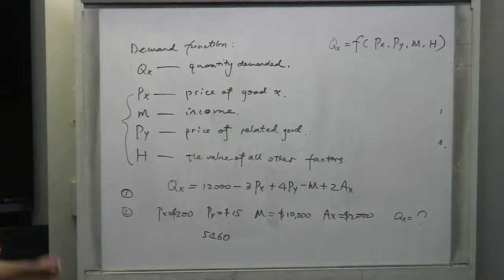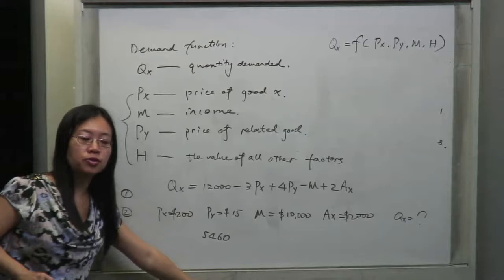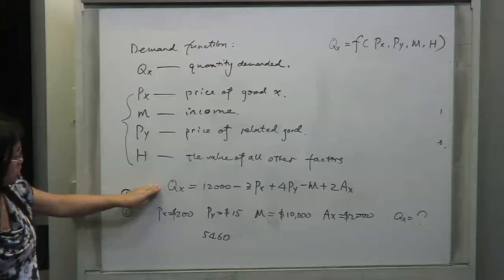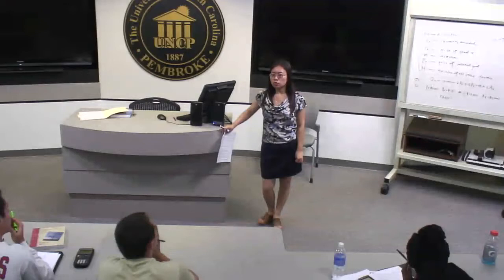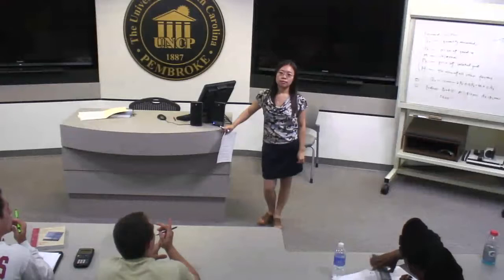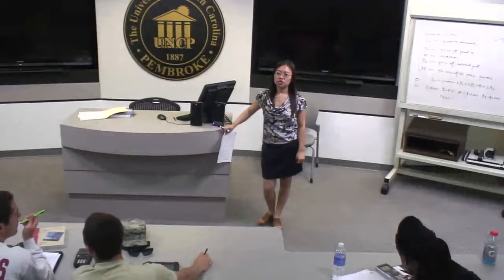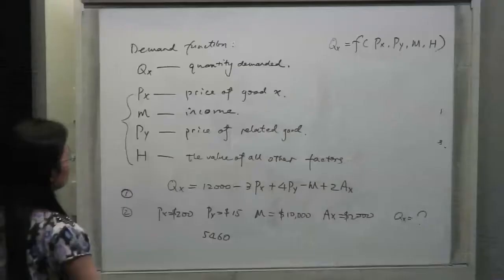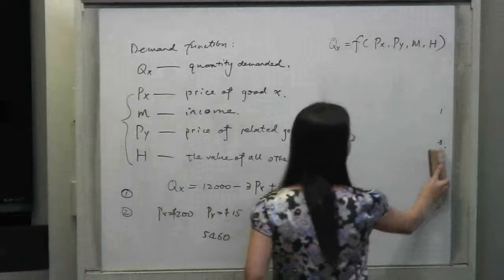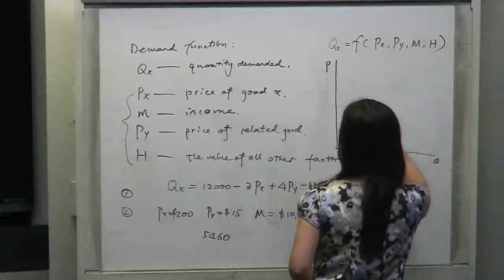Alright, so the next question requires a little bit of critical thinking. Now I give you all this information here, this function form and all these values. Now I want you to draw the demand curve. Do you know what a demand curve is? How do we do it? I want you to accurately draw this demand curve using the information above.